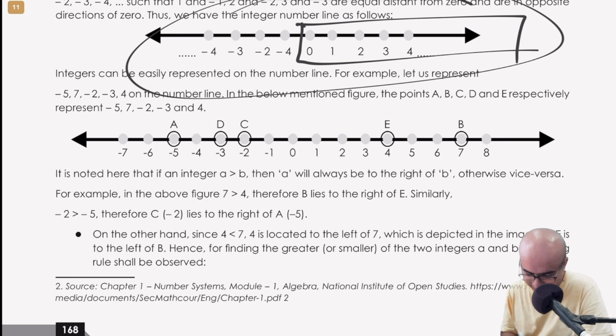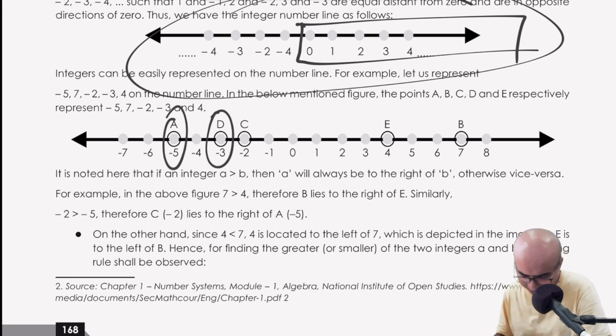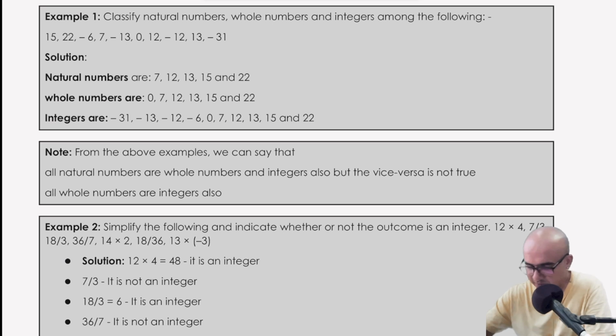So again the same thing. Various points they have mentioned, nothing great there. The rest is what we have discussed so far. There are a few examples mentioned here, kind of an exercise, simple ones. Let's just look at this. First one: classify natural numbers, whole numbers and integers among the following. We have 15, 22, minus 6.